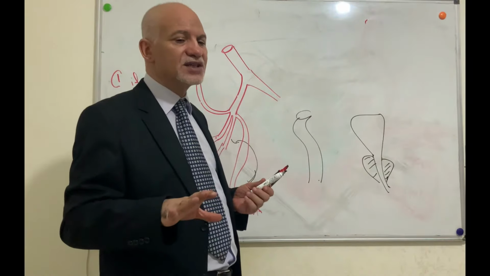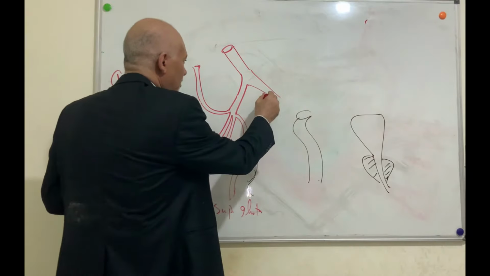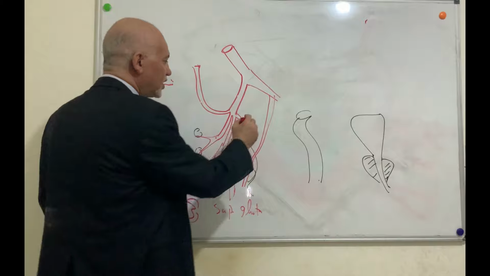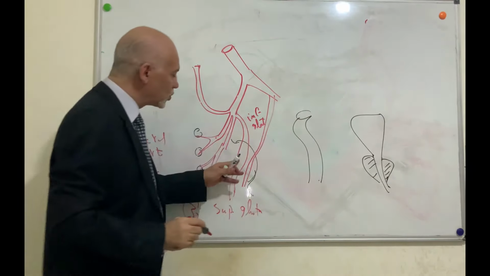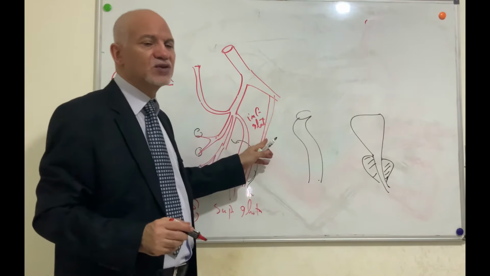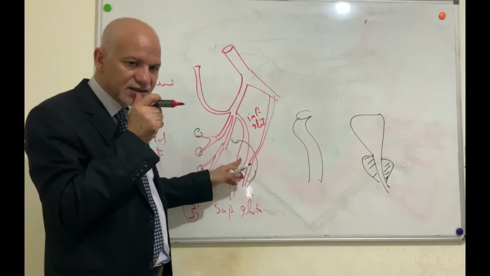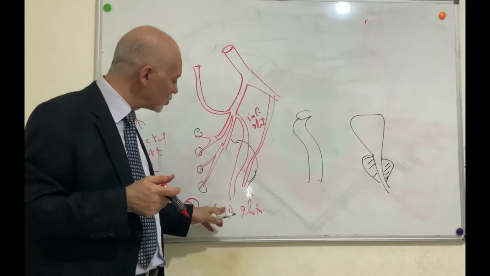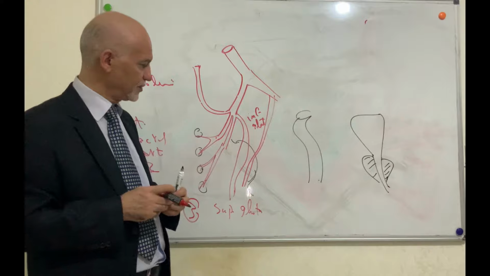The parietal branches are the same in male and female. A branch comes out through the greater sciatic notch called the inferior gluteal. Remember, superior gluteal from the posterior division, inferior gluteal from the anterior division.